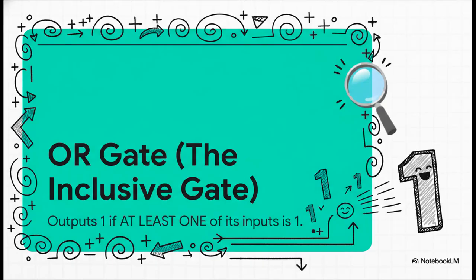And rounding out our big 3, we have the OR gate. Now, compared to the strict AND gate, this one's way more relaxed. The OR gate will output a 1 if at least one of its inputs is a 1. It doesn't care if it's the first one, the second one, or both. As long as there's a 1 coming in from somewhere, the output is going to be 1.